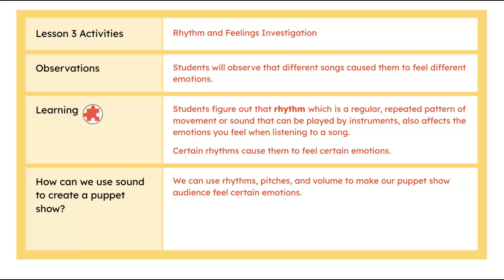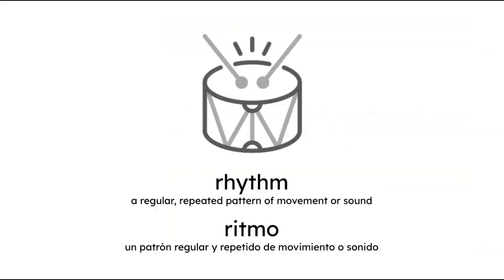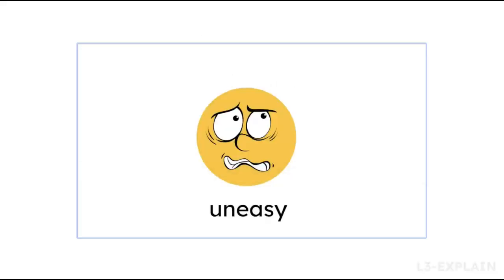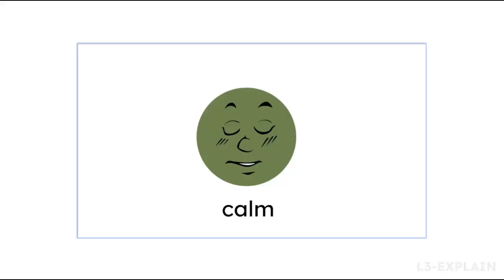By the end of the discussion, students should understand that they can use rhythms, pitches, and volume to make their puppet show audience feel certain emotions. During the discussion, you can post the Rhythm vocabulary card. You'll also play a video with additional sounds and ask students what they feel and why.